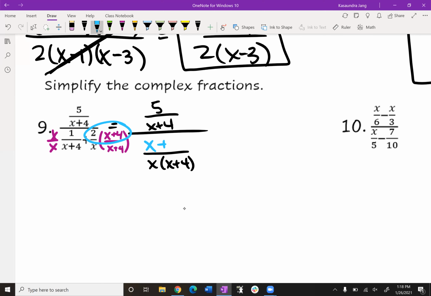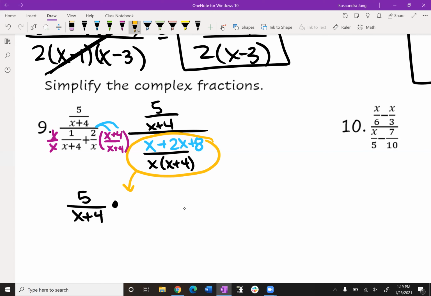And these guys, I'm gonna have to distribute my 2 to both of those. So I get a 2x and an 8. But okay, my goal was one fraction over one fraction. So I think I reached that goal. After I get one fraction over one fraction, I want to turn this whole division into multiplying by the reciprocal. So I'm going to leave that numerator alone. But instead of division, I will then multiply by the reciprocal of the denominator.